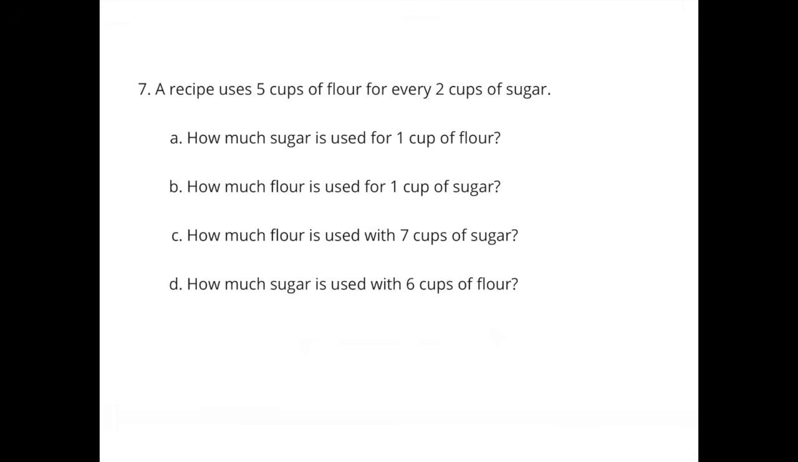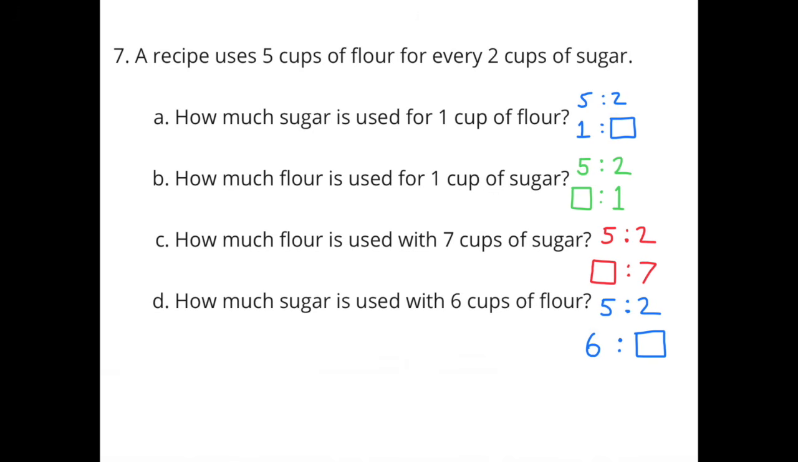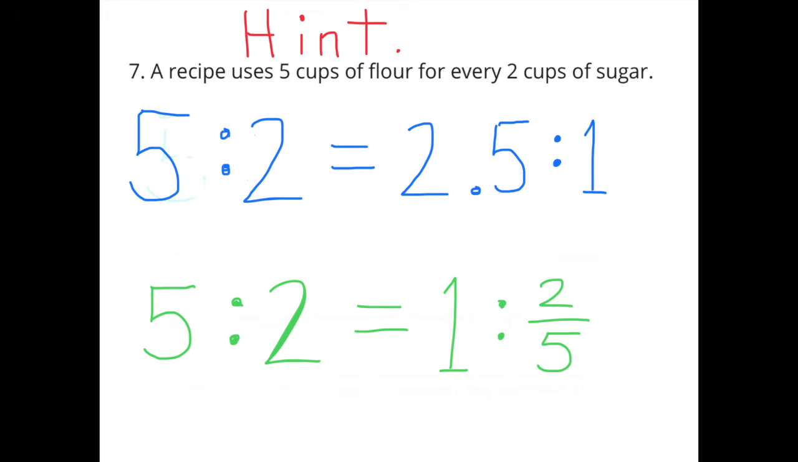Number 7. A recipe uses 5 cups of flour for every 2 cups of sugar. A. How much sugar is used for 1 cup of flour? So it's a 5-to-2 ratio, 5 cups of flour for every 2 cups of sugar. Here's a hint. If we could break it down to the unit rate for flour and then the unit rate for cups of sugar, it would make it a lot easier.